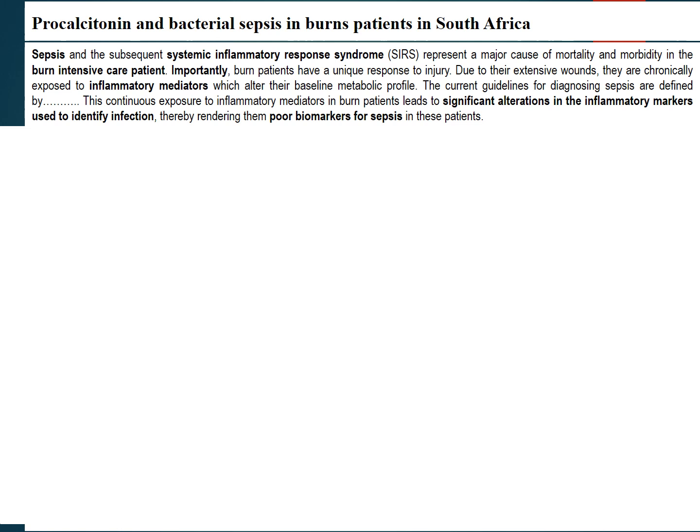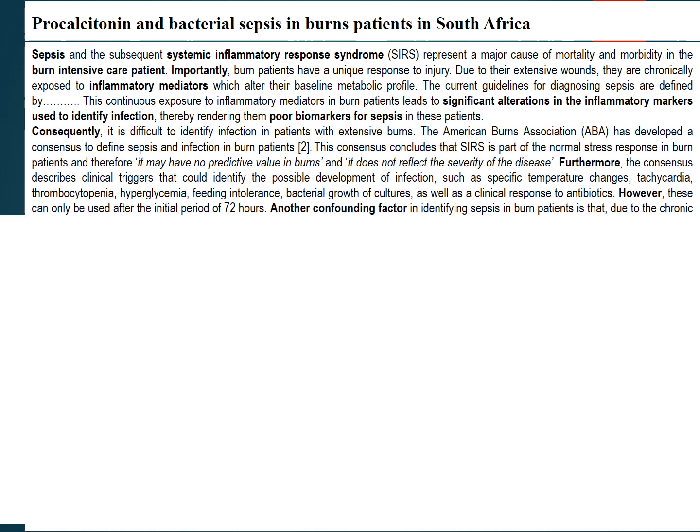The current guidelines, so now you already know I'm giving you the most up-to-date guideline for diagnosing sepsis, are blah, blah, blah. This continuous exposure to inflammatory mediators in burn patients leads to significant alterations in the inflammatory markers used to identify infection, thereby rendering them poor biomarkers for sepsis in these patients. I'm telling you why the traditional markers are not good markers for sepsis in burns patients. Consequently, as a result, because of it being poor, it is difficult to identify infection in patients with extensive burns.